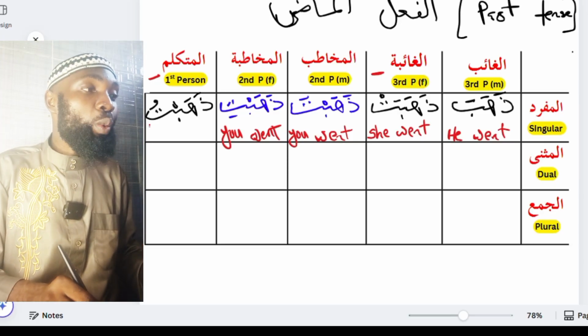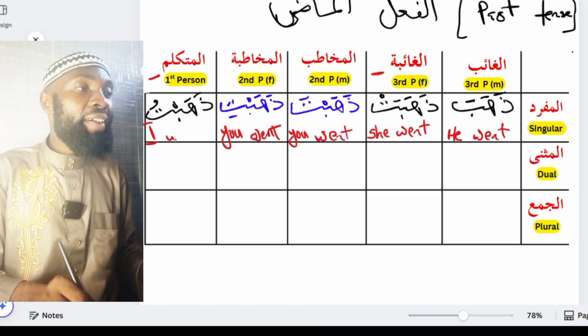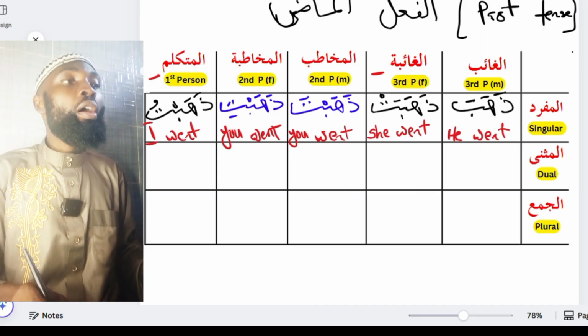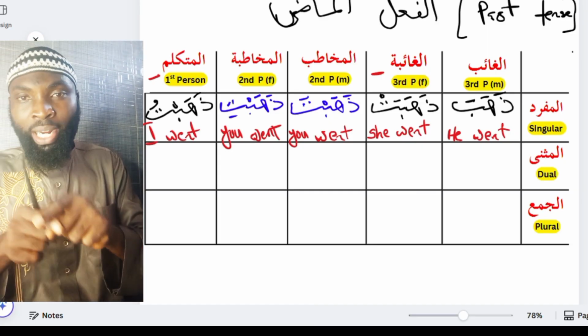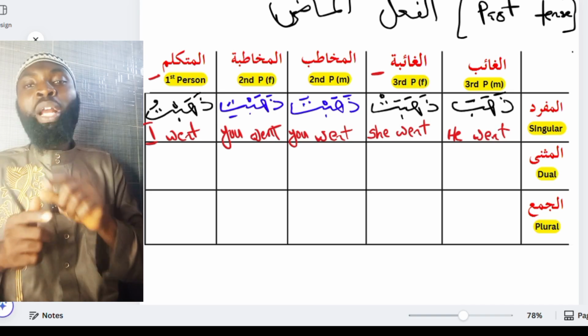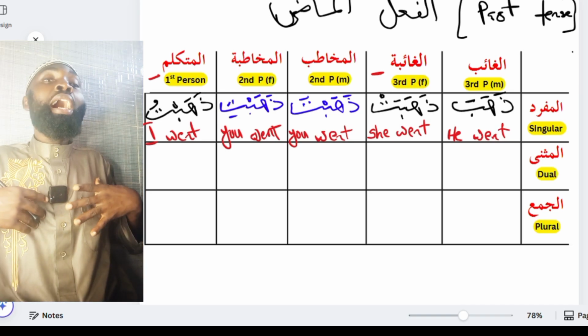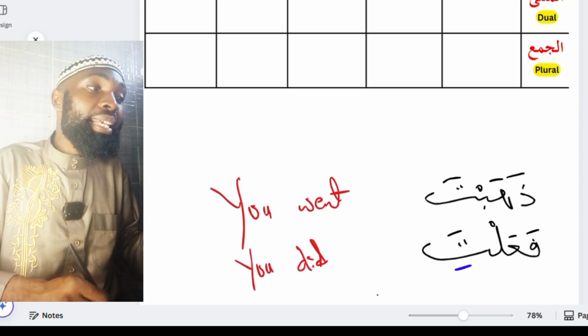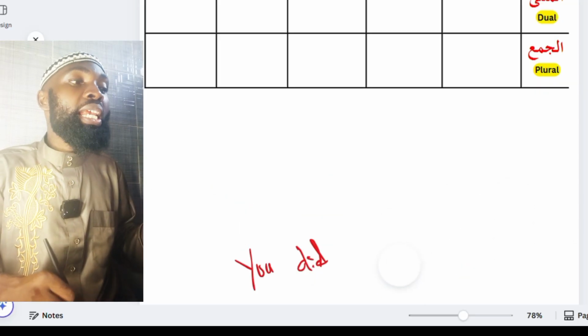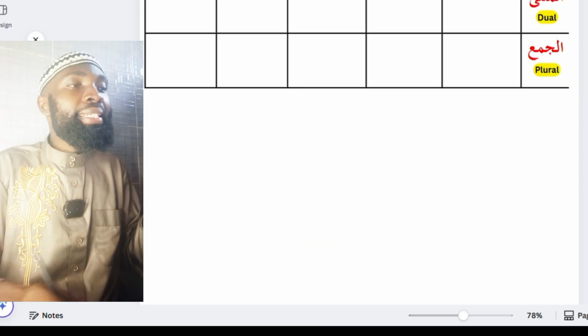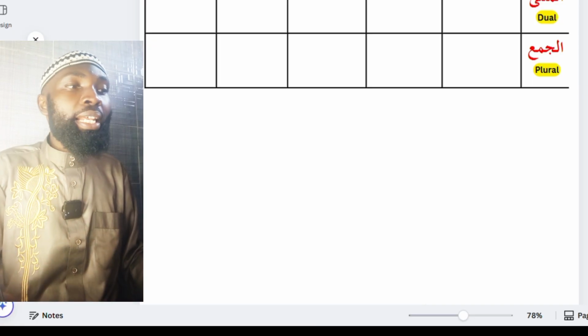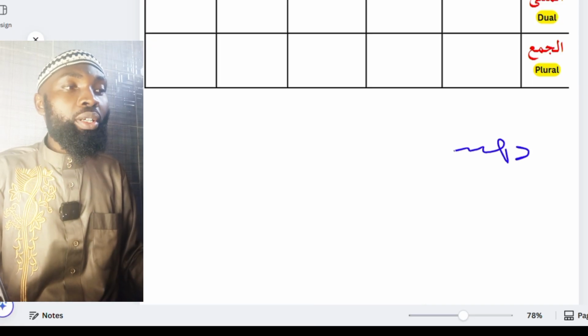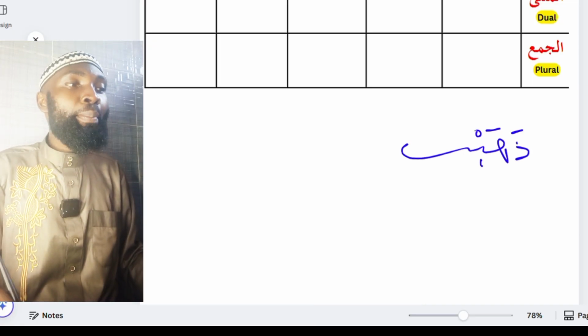Dhahabtu means what? I went. You can see that the ta is having dhamma at the end of it. Unlike dhahabta, you went, or dhahabti, you went for a female, this one is dhahabtu, I went. It is simple. If you have any other verb, the same way you form them. Dhahabtu, I went.